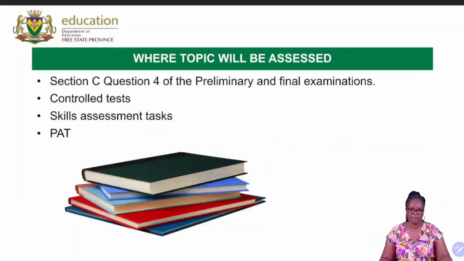This topic, we know that it will be assessed in section C. Then in section C, it will be on question 4. It's a lot of marks, I told you, the highest is 28 marks. So make sure that you know everything about the tourist attractions topic. You will be assessed also on your control test.